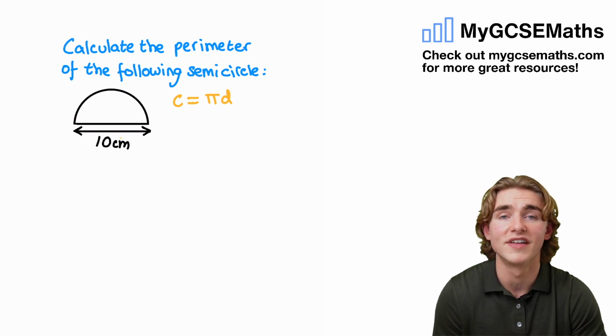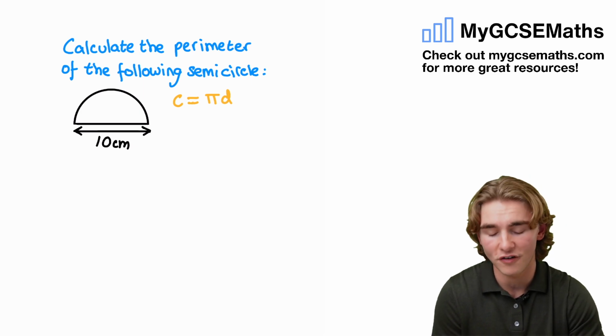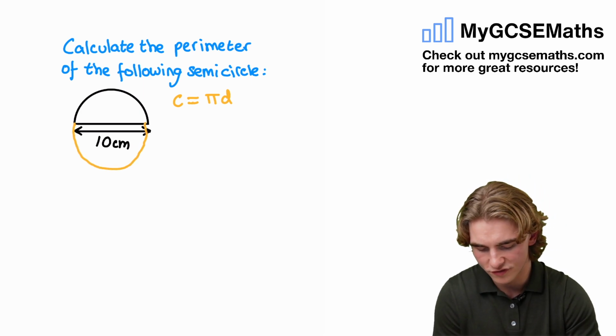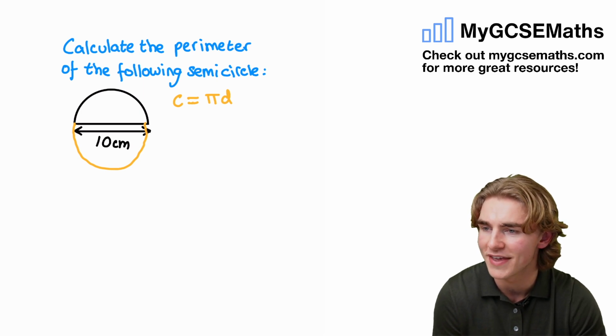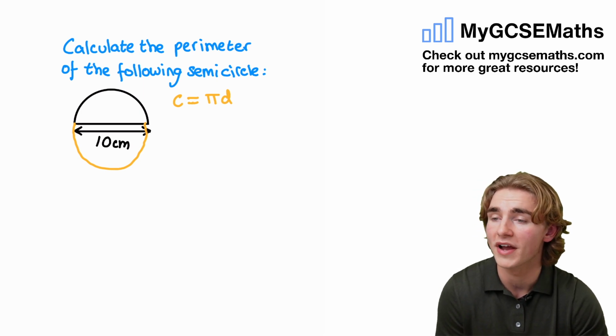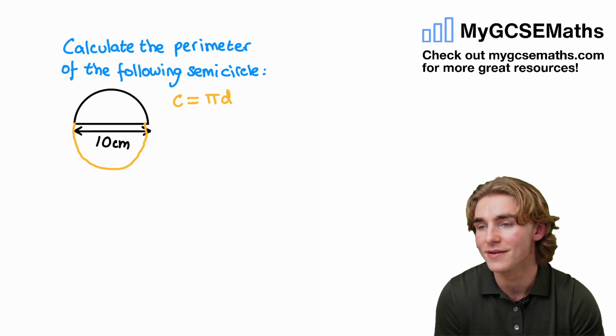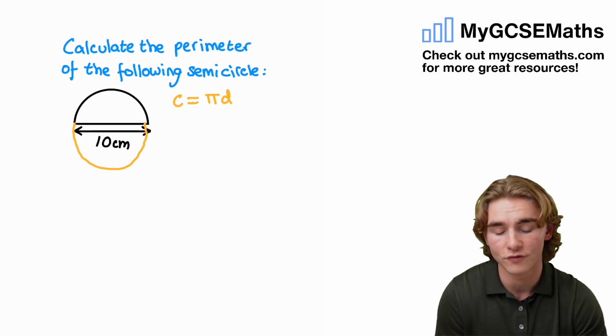Well, the arc length of this semicircle is going to be half of what the circumference of the overall circle would have been. I've continued that circle down there just to make it clear. What we can do is work out the overall circumference of what the circle would have been and then divide it by 2. How do we work out the circumference of a circle?